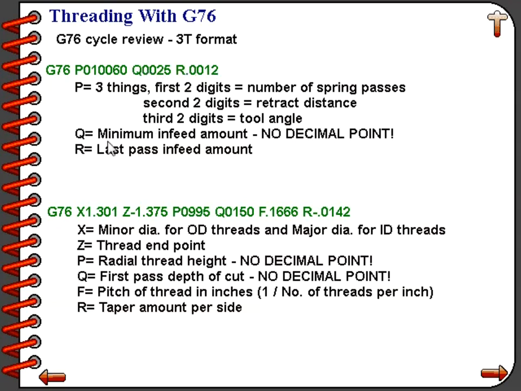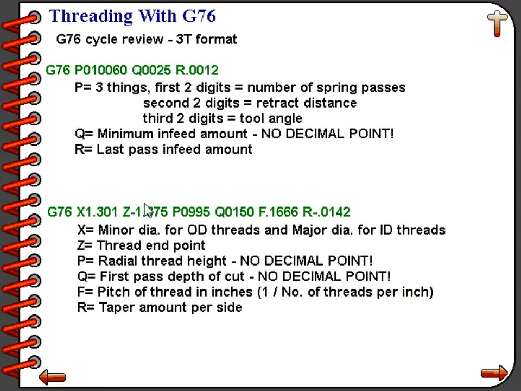The Q word is specifying our minimum infeed amount. The R word is going to specify the very last pass infeed amount. It should be noted that the spring passes will occur after that last pass infeed amount.